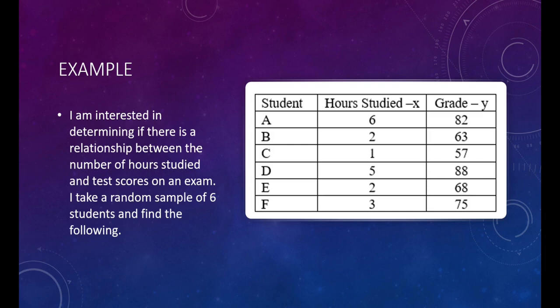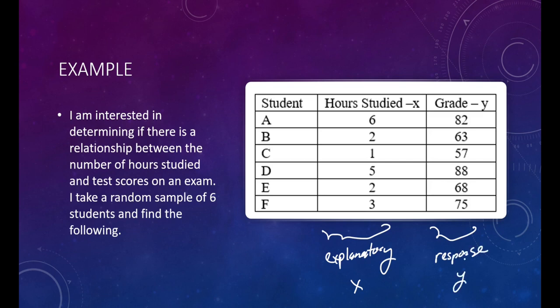Example 2. I am interested in determining if there is a relationship between the number of hours studied and test scores on an exam. I take a random sample of 6 students and find the following. Here, if you look at the number of hours studied, that's something a student controls. So this is going to be our explanatory variable, or our X variable. And the grade is something that a student cannot control. That's going to be the response variable. And that's also the Y variable.